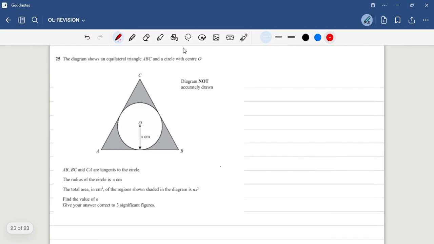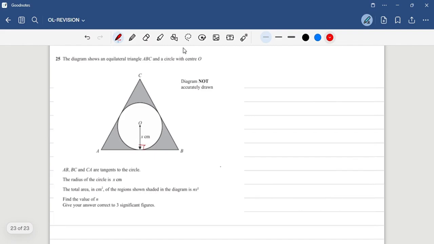Question number 25. He asked me that the diagram shows an equilateral triangle with the center of the circle. So the first thing we have to look at is that as long as it's an equilateral triangle, each angle will equal 60, and as long as this is a radius, and he said that these three sides are considered as tangents, so this angle is considered a right angle.